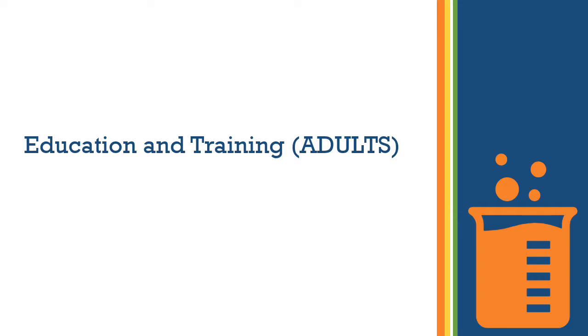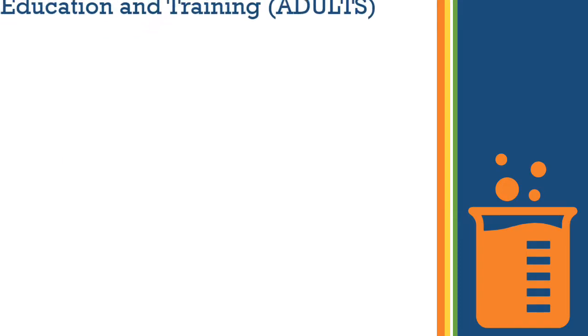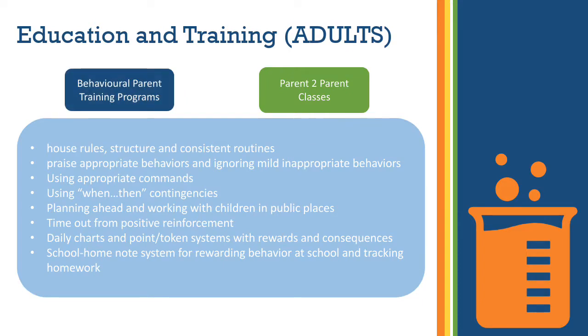Education and training for adults. So, behavioral parent training programs. House rules, structures, and consistent routines. Praise appropriate behaviors and ignore mild inappropriate behaviors. Using appropriate commands, using when-then contingencies, planning ahead and working with the child in public places, time out from positive reinforcement, daily charts and point token systems with rewards and consequences, and lastly, school-home note system for rewarding behavior at school and tracking homework.